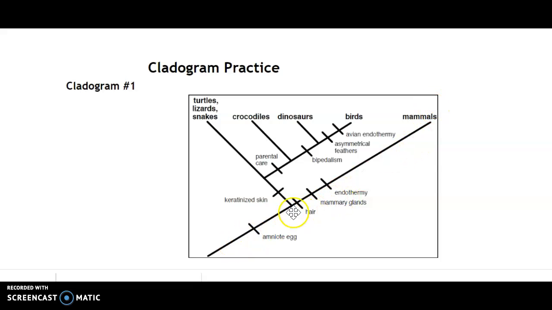So all of these are characteristics of animals: the amniotic egg, mammals have hair, mammals have mammary glands, and endothermic, which means that they're warm-blooded. And over here, we branch off in a different direction. All these are going to have keratin in their skin. Okay. So this would go with everybody on those branches.